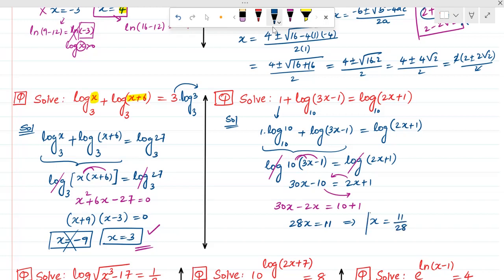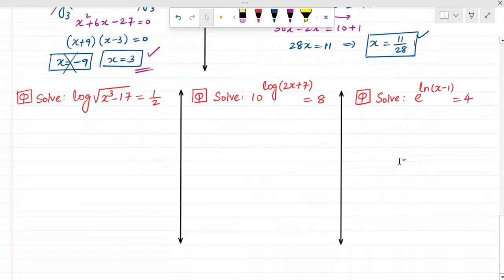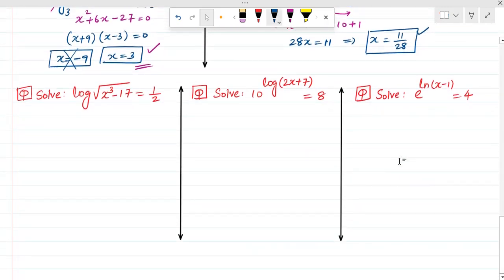Since it is a positive value, it is valid. So this is the solution of the given logarithmic equation. Now you will have this type of problem. It has a root, so there is a root function. Solve log of root of (x cubed minus 17) equals 1 over 2. Now how will you solve this one?